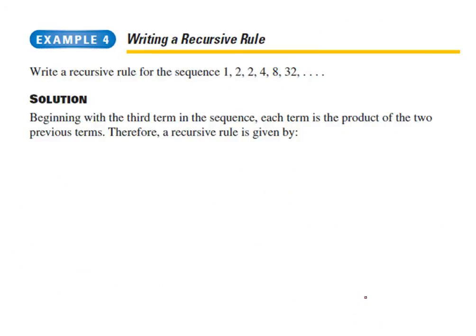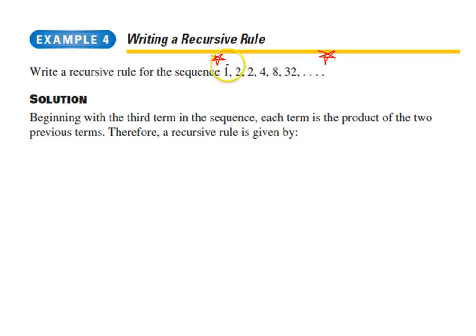Now, here's another recursive, and it's not geometric or arithmetic. If you have geometric or arithmetic, you're going to use those patterns that we just explained in the last two slides, but it is possible to have a recursive rule that does not follow either one of those patterns. This is going to be an example for that. We have a sequence up here, 1, 2, 2, 4, 8, 32. And I want to write a recursive rule for this sequence, but it's not geometric and it's not arithmetic.